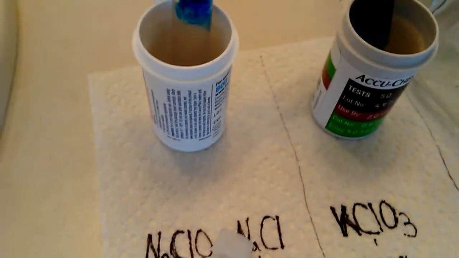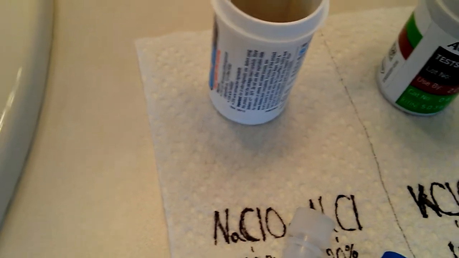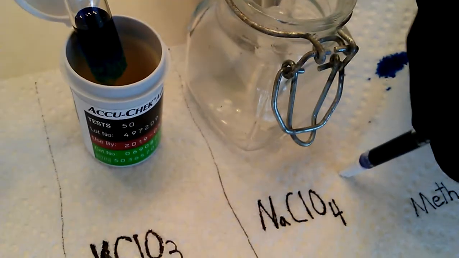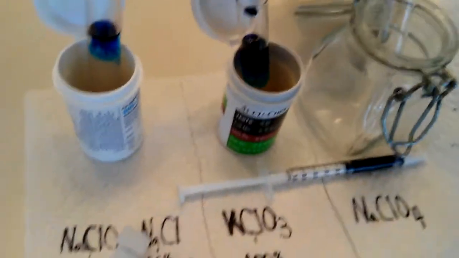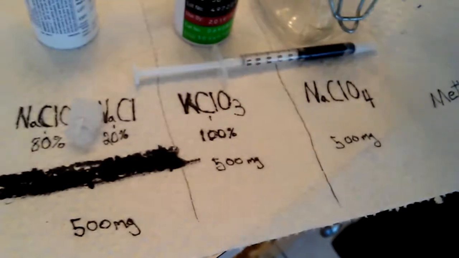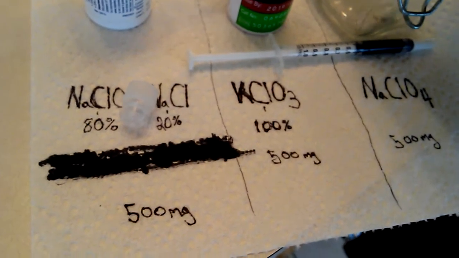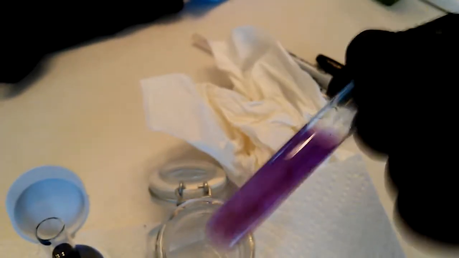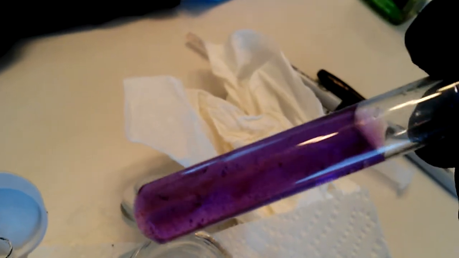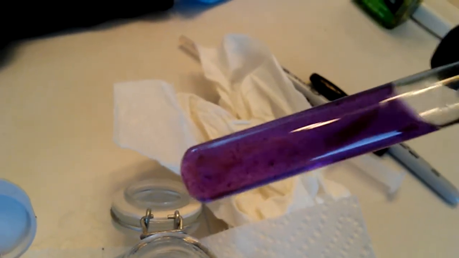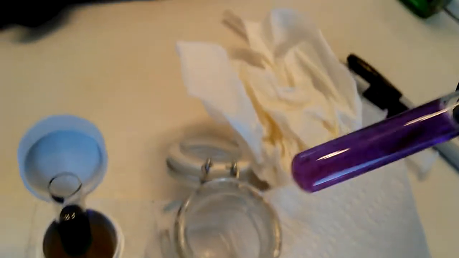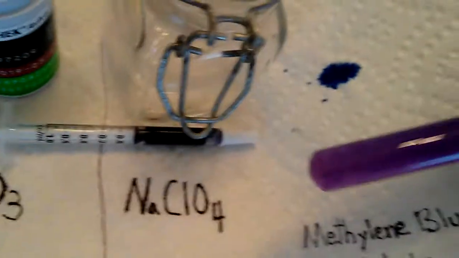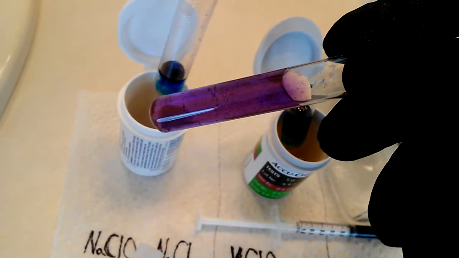Well, let me put the cap back on this. All right. Now let's shake these up. Starting with the perchlorate. Okay, it is purple, and there is precip. It's very purple. Okay, compared to blue.